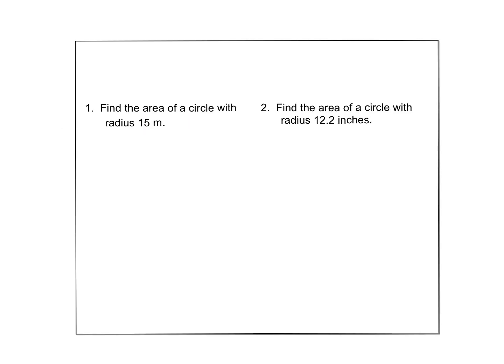Number 1, find the area of a circle with radius 15 meters. Our formula is area equals pi r squared. So plug in your radius, pi 15 squared, and then type it in your calculator. Be sure to use the pi button. If you're using the smaller calculator, the TI-30, it's on the left-hand side. It has its own button.